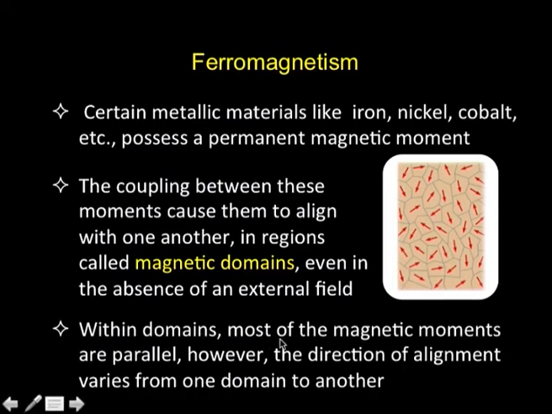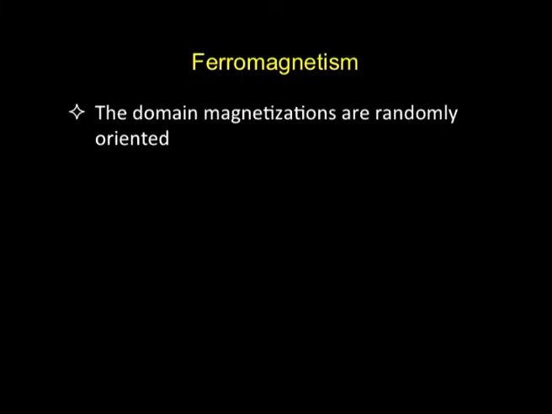Now, within the domain, as I mentioned earlier, most of the magnetic moments are parallel. However, the direction of alignment varies from one domain to another. That is very important. In this domain the direction is this, in this domain the direction is this, and so on. That is a very important characteristic of ferromagnetic materials. Yet another characteristic is that the bulk magnetization of each domain is randomly oriented. That means the vectors I am talking about are randomly oriented.